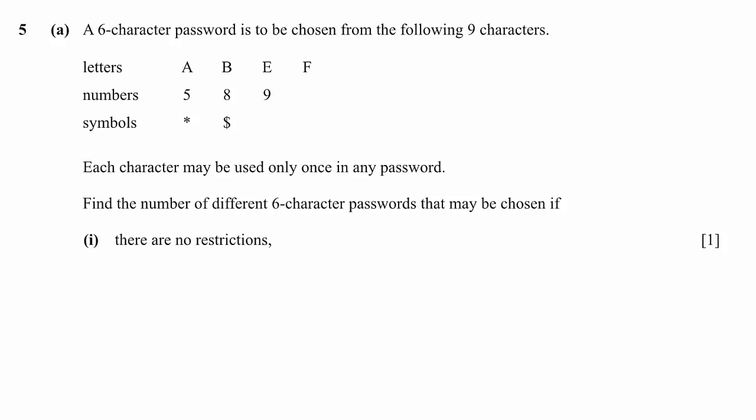A 6-character password is to be chosen from the following 9 characters. Each character may only be used once. Find the number of different 6-character passwords that can be chosen if there's no restrictions.